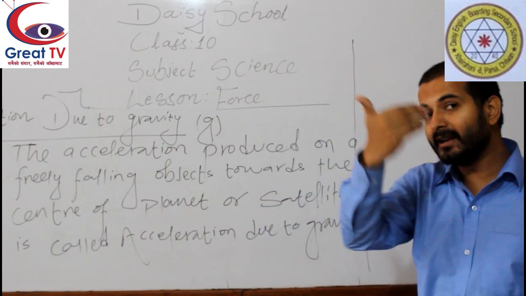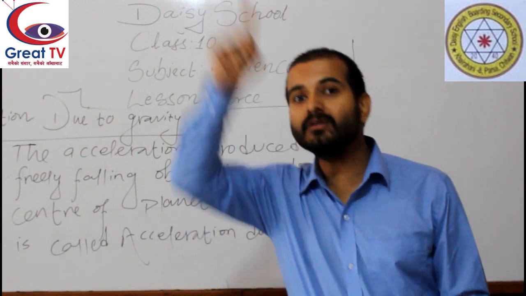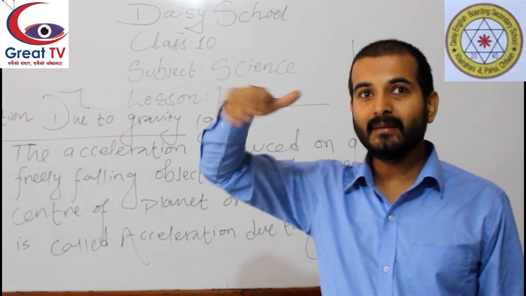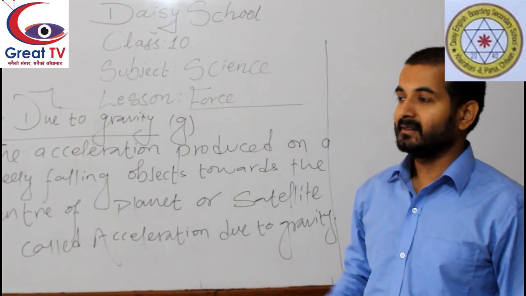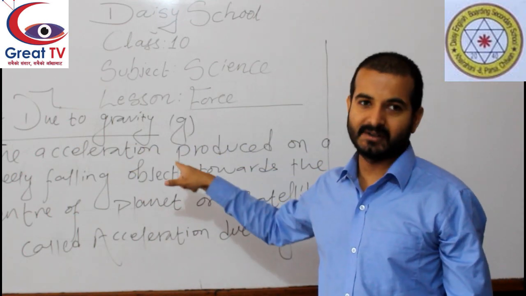It is symbolically written as small g. Small g. And there was another g. Remember? In my before class, probably my second class, there was another g, capital G. That was the gravitational constant. This is acceleration due to gravity.